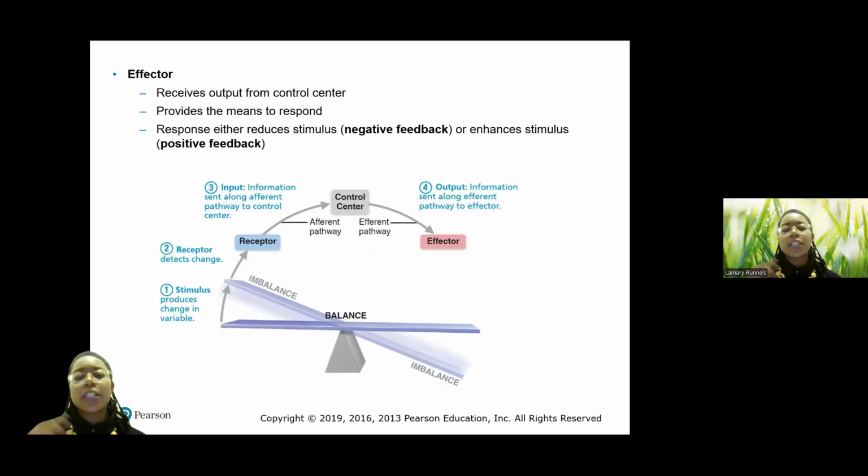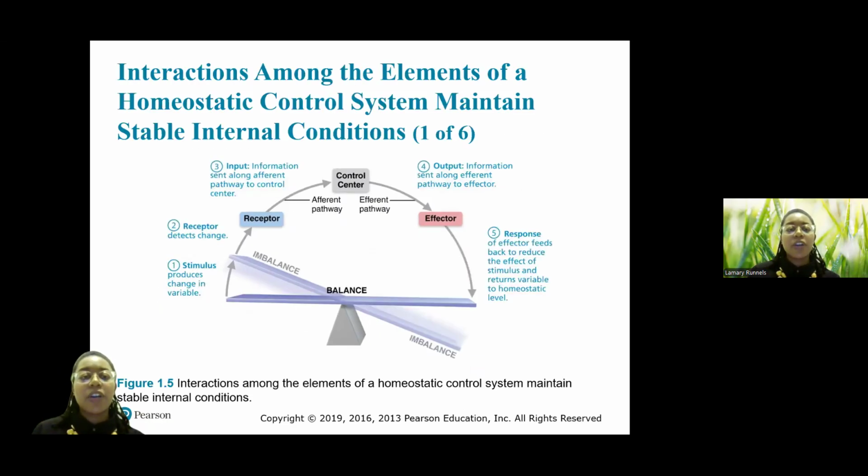Then, depending on what that change is and whether it's inside or outside the set point, you have an effector that receives the output from the control center. So the control center tells the effector what to do. And the effector response is either a negative feedback, where we're trying to get your homeostatic range back to normal, or a positive feedback response, where we're trying to enhance that stimulus. And then, fifth stage, you have your response. So, the output.